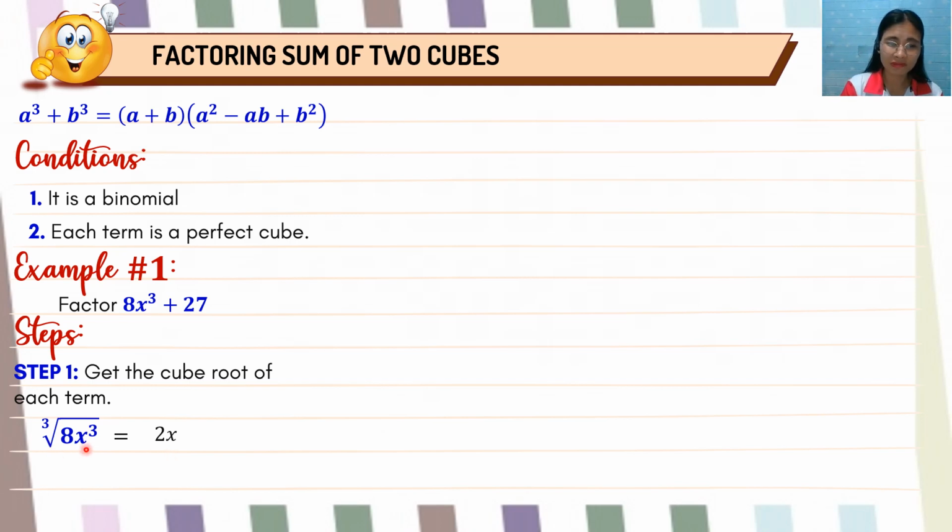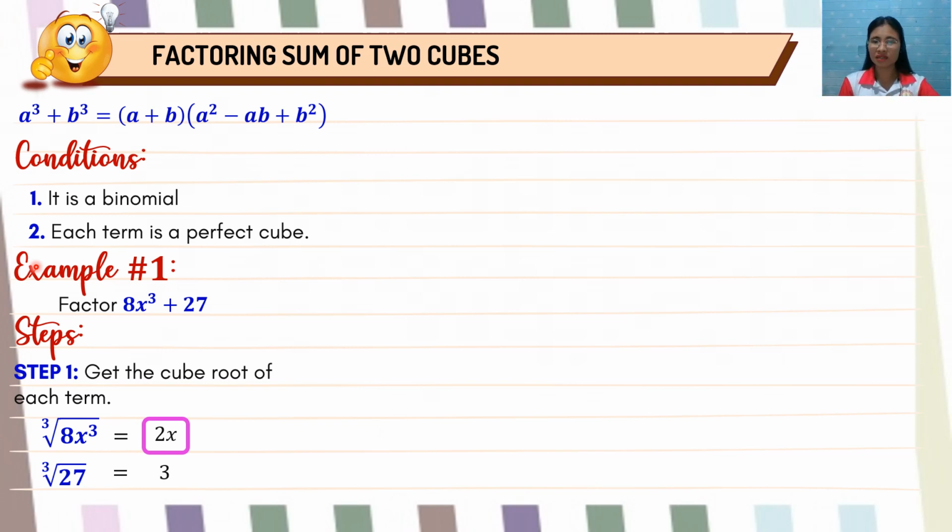And the cube root of x cubed is x. So in getting the cube root of a variable, all you need to do is divide the exponent of the radicand by the index. So 3 divided by 3, that is equal to 1. So we have 2x. Next, the second term is 27. And the cube root of 27 is equal to 3. 3 times 3, that is 9, times 3, that is 27.